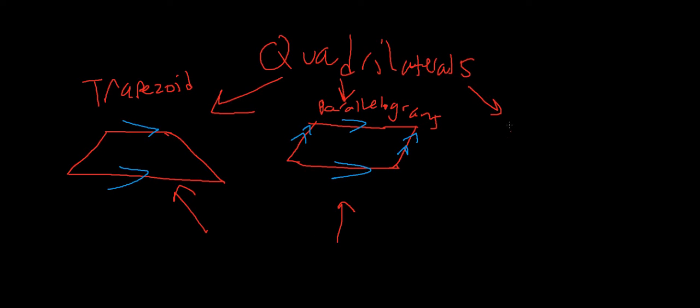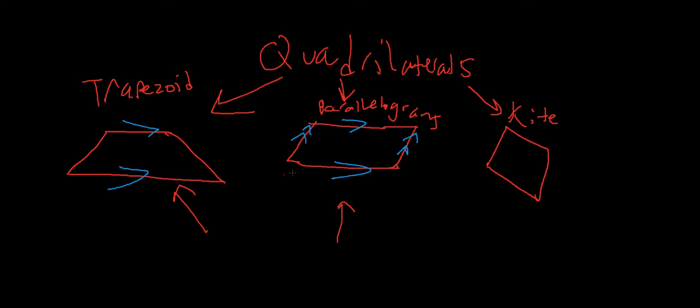What if no sides were parallel? An example of that would be a kite. See here that there are no parallel sides. If I drew it right, there's no parallel sides. So an example of that would be a kite.